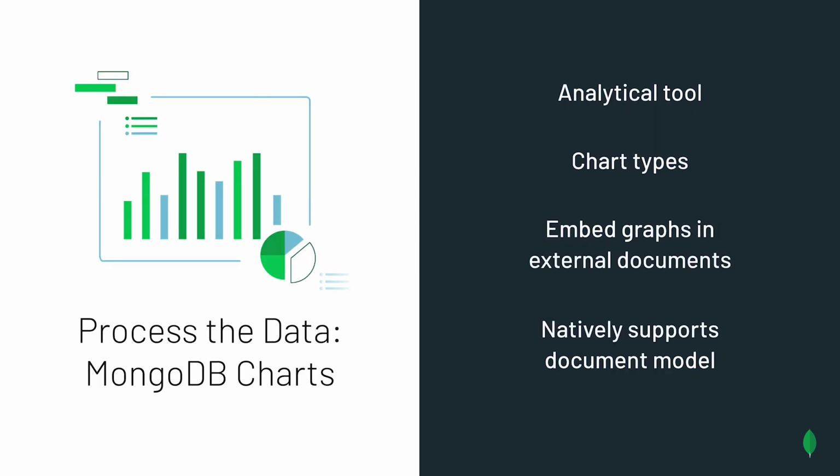The second tool in the MongoDB platform that can help with processing data is MongoDB Charts. It's an analytical tool designed specifically for the document model. This provides it with additional flexibility when compared to using analytical tools designed for relational models with MongoDB data. MongoDB Charts provides a variety of chart types, such as the more common charts like bar chart, column chart, and line chart, but it also provides more complex visualizations such as geospatial heat maps and scatter plots. These latter chart types can be used to visualize location data.